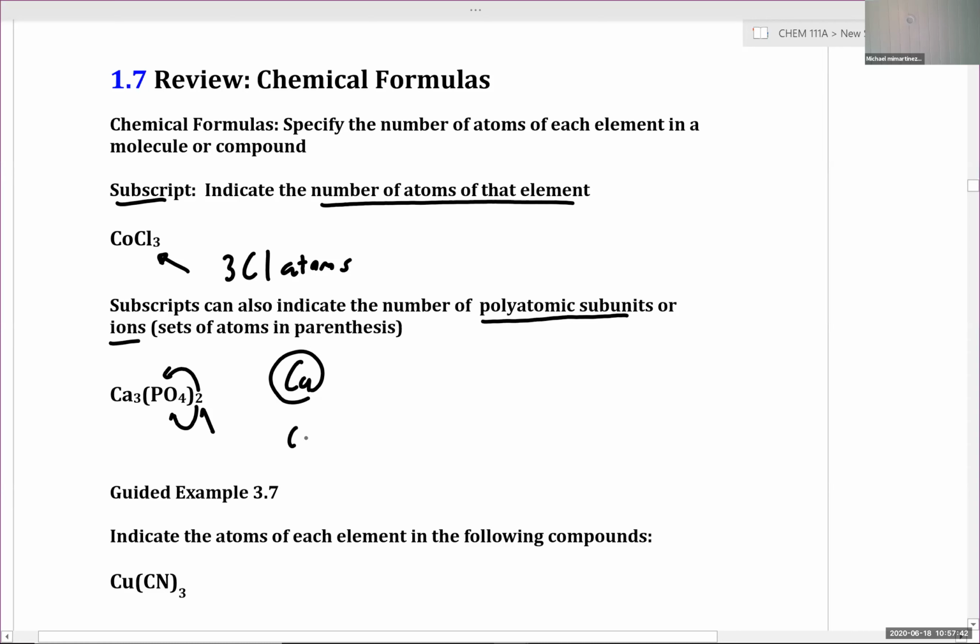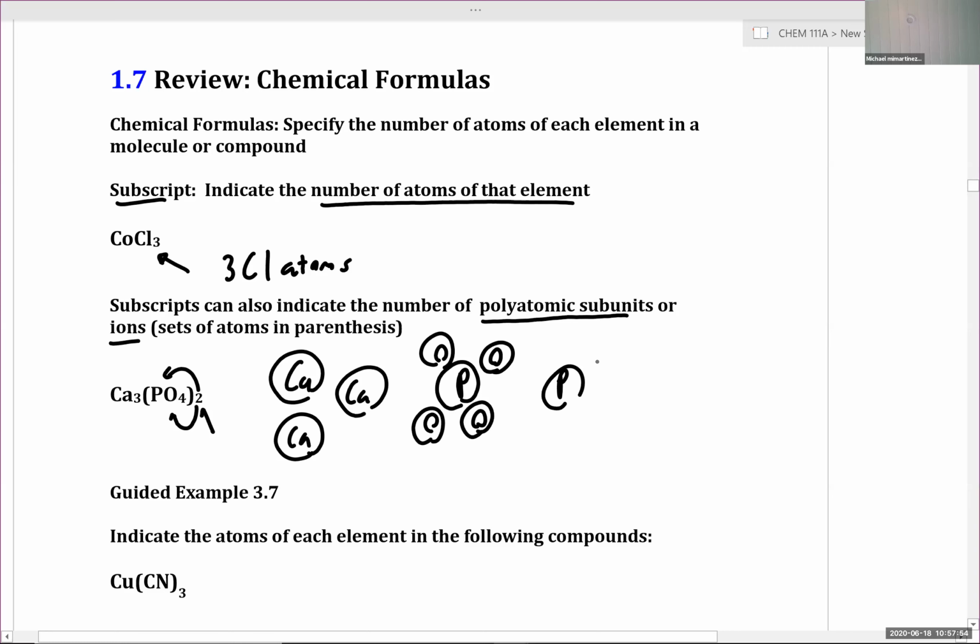So we have a total of 3 calcium atoms and a total of 2 phosphate ions, which in turn would mean we have a total of 3 calcium atoms, 2 phosphorus atoms, and 8 oxygen atoms.